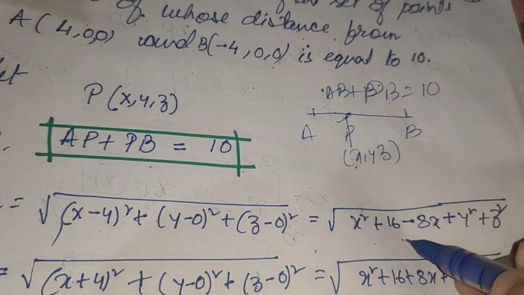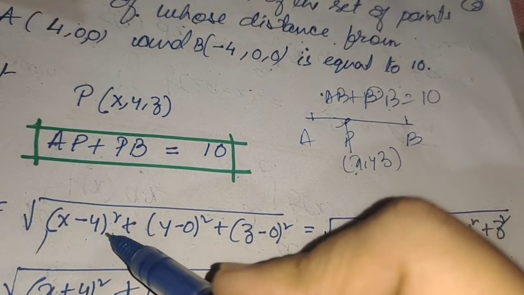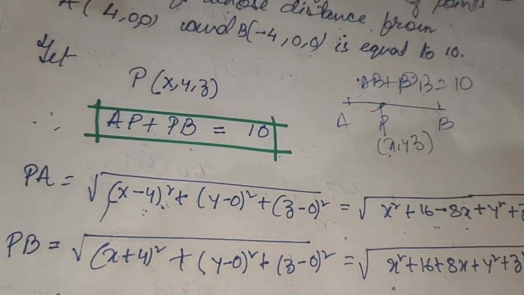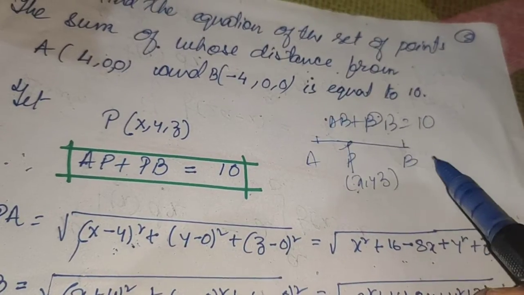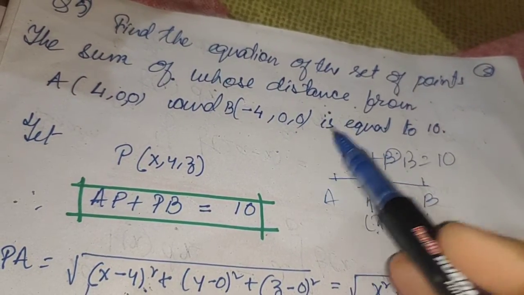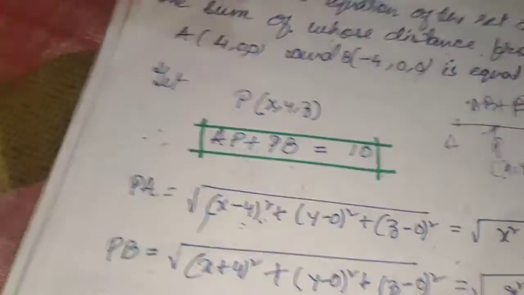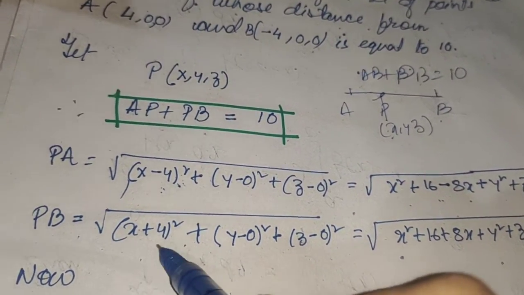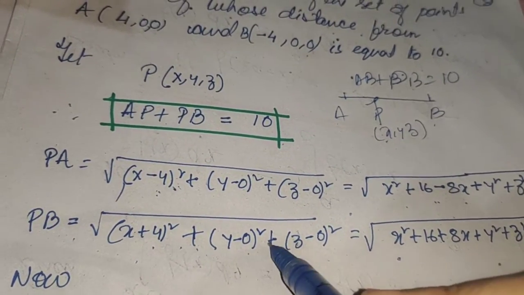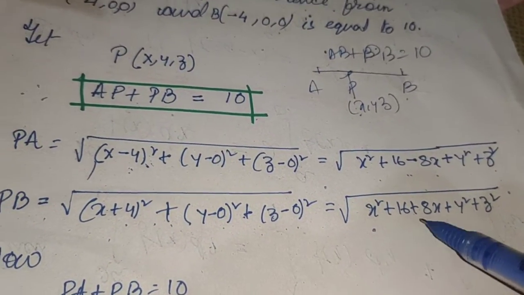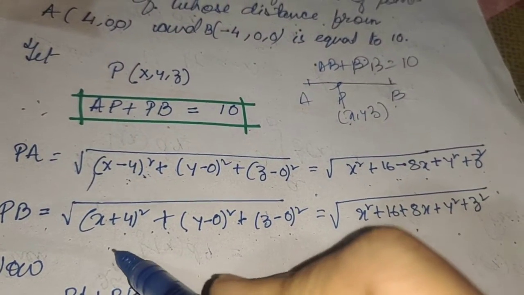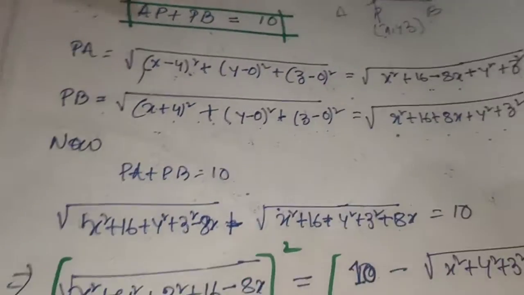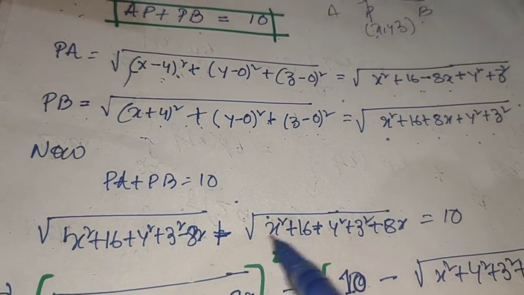It will be root over X square plus 16 minus 8X, because I have to open this bracket, plus Y square plus Z square. So what is PB? In the next case, PB, B is (minus 4, 0, 0) and P is as it is X, Y and Z. So PB is root over (X minus of minus 4) whole square, means (X plus 4) whole square, plus (Y minus 0) whole square plus (Z minus 0) whole square. So it is X square plus 16 plus 8X, this one if we break, plus Y square plus Z square.